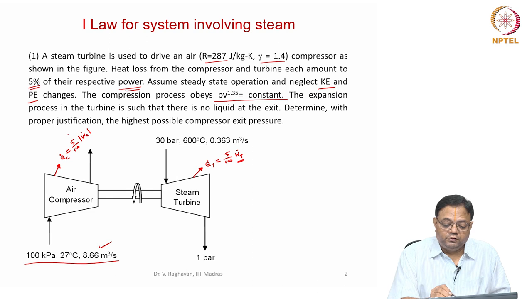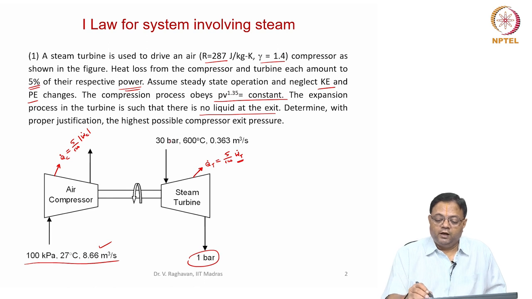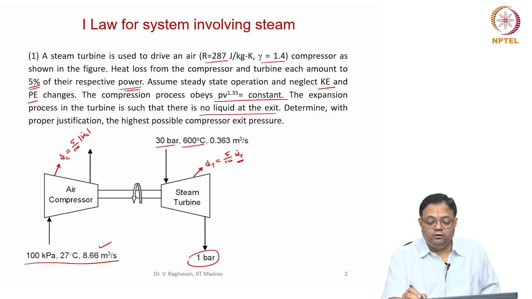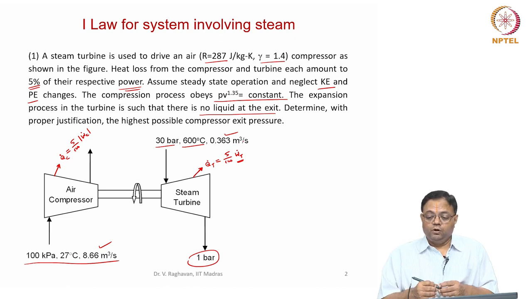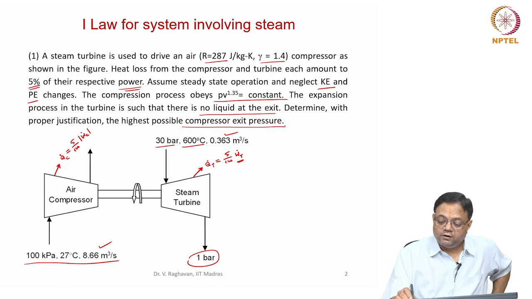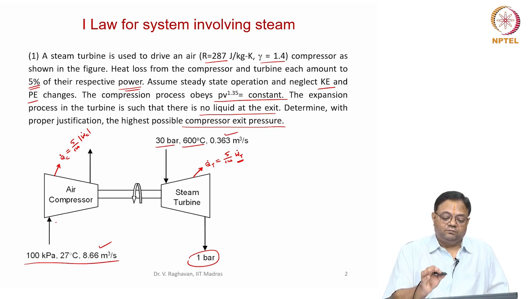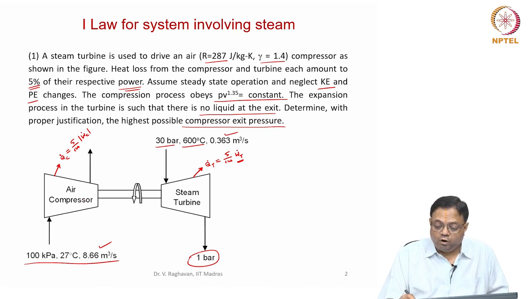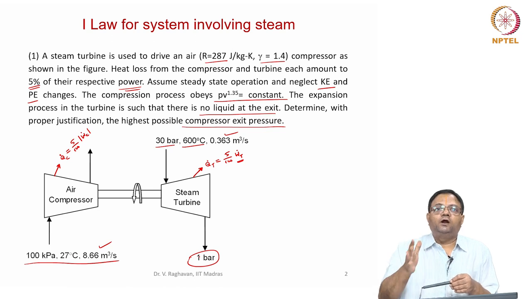Now, the expansion process in the turbine is such that there is no liquid at the exit. The final pressure is given in bar. Here also, initially a 30 bar, 600 degrees centigrade steam enters at a volumetric flow rate of 0.363 meter cube per second. Determine, with proper justification, the highest possible compressor exit pressure. So, when can the highest possible compression occur? When maximum power is delivered by the turbine to the compressor. That means the condition at the exit of the turbine should be at least saturated vapor.